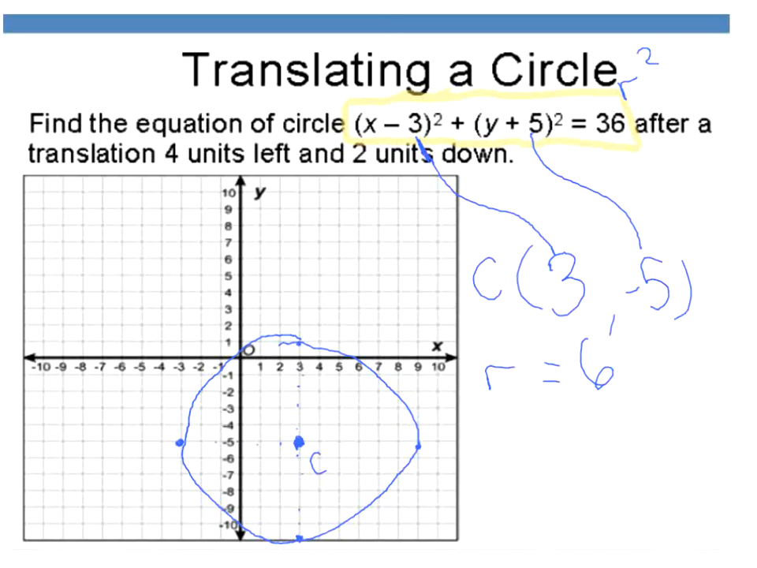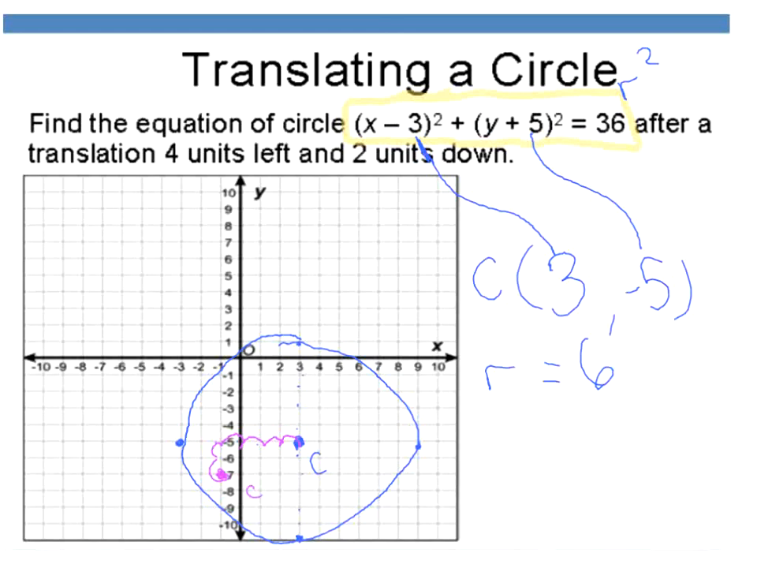So look what it's telling me to do. It wants me to translate it 4 units left and 2 units down. Which of those dots would be the easiest to move? The center. So we're going to take the center and do what it's asking us to do. It wants me to go 4 units left. Can we all count 4 units left, please? I'm going to change colors. We're going to go 4 units left. 1, 2, 3, 4. And then it wants me to go 2 units down. 1, 2. This is your new center.